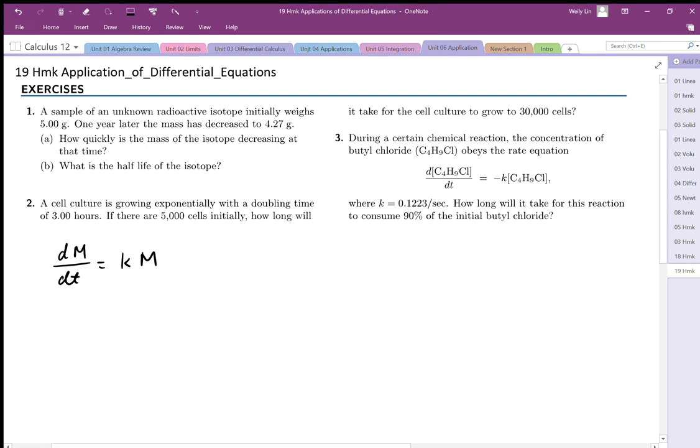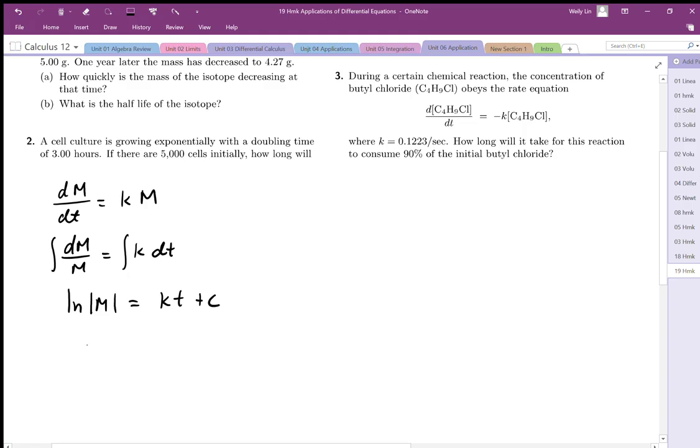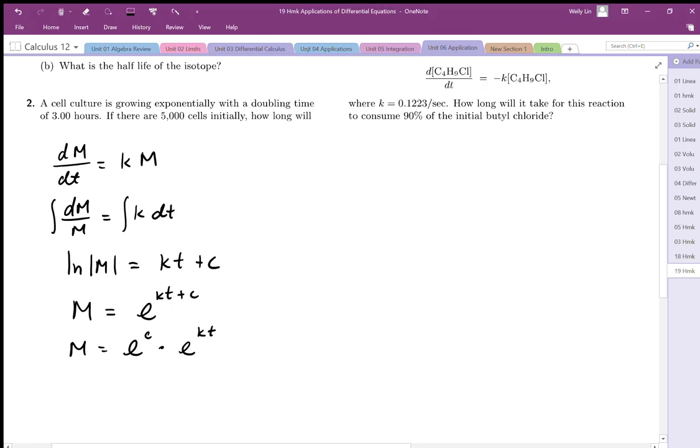And when we anti-differentiate this, we separate our variables, we integrate both sides, and we're going to end up with log of m equals kt plus c. And solving this, we're going to have m is equal to e to the kt plus c, and we can rearrange this to, I'm going to use that plus c and make it e to the c. That's our coefficient, and we end up with e to the kt. So this is solving the differential equation.